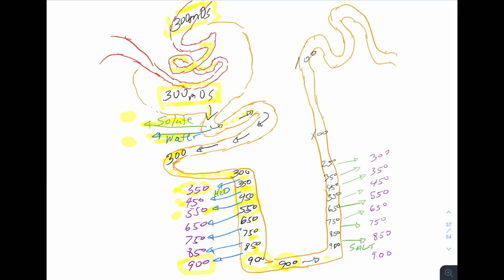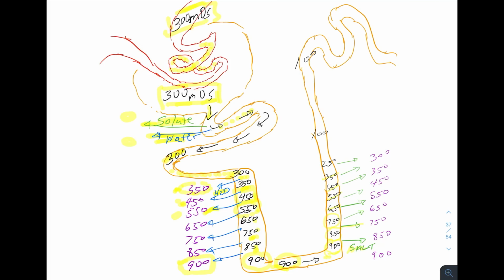What we're going to see here as we go into the ascending limb is that this 900 milliosmoles concentration of the tubule fluid will change because the ascending limb is throwing salt out every step of the way. If you throw salt out, you're becoming more dilute. And if you're becoming more dilute, your osmolarity will decrease. And so from 900 milliosmoles, you'll see that it drops to 850 milliosmoles. Again, because the salt is being thrown out, more salt gets thrown out, so you go to 750, to 650, 550, 450, 350.